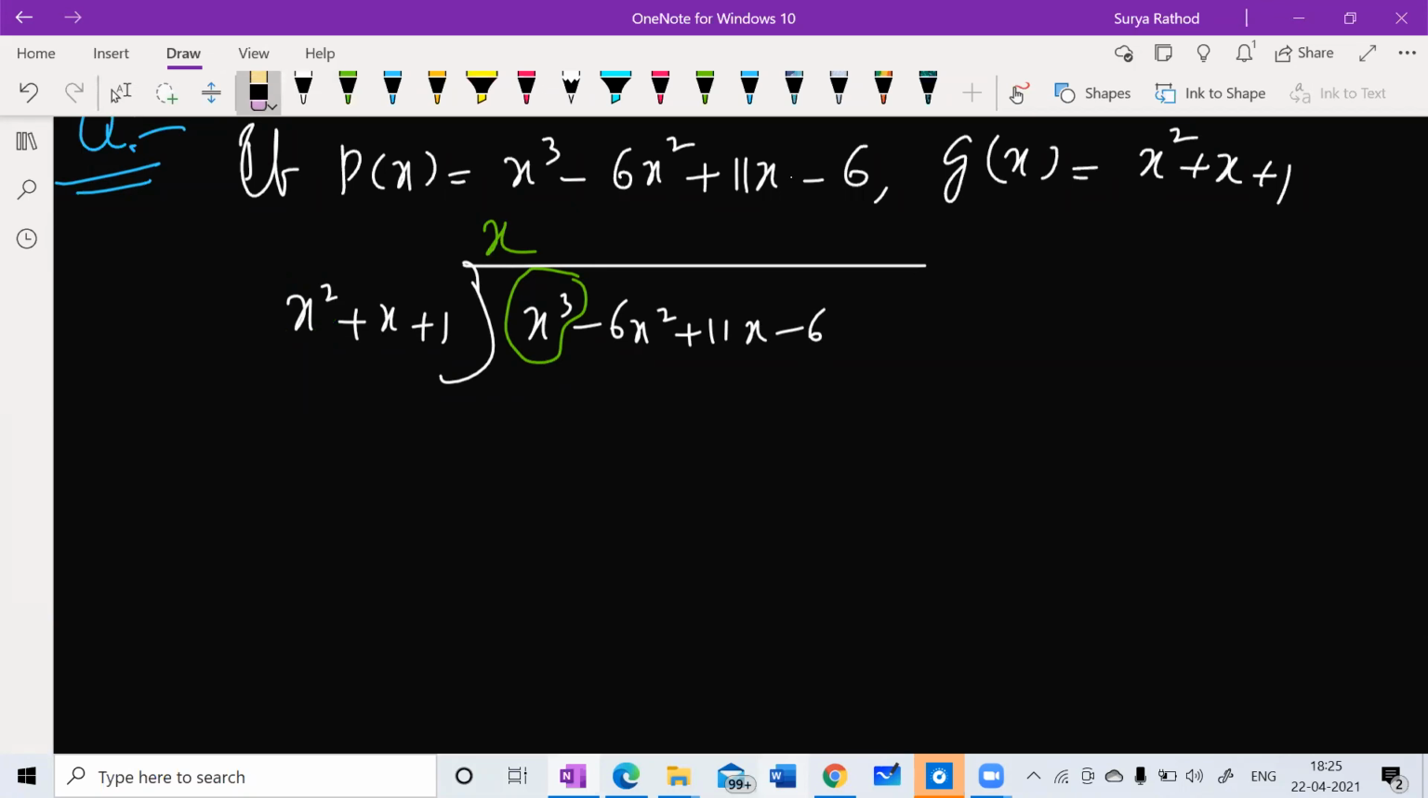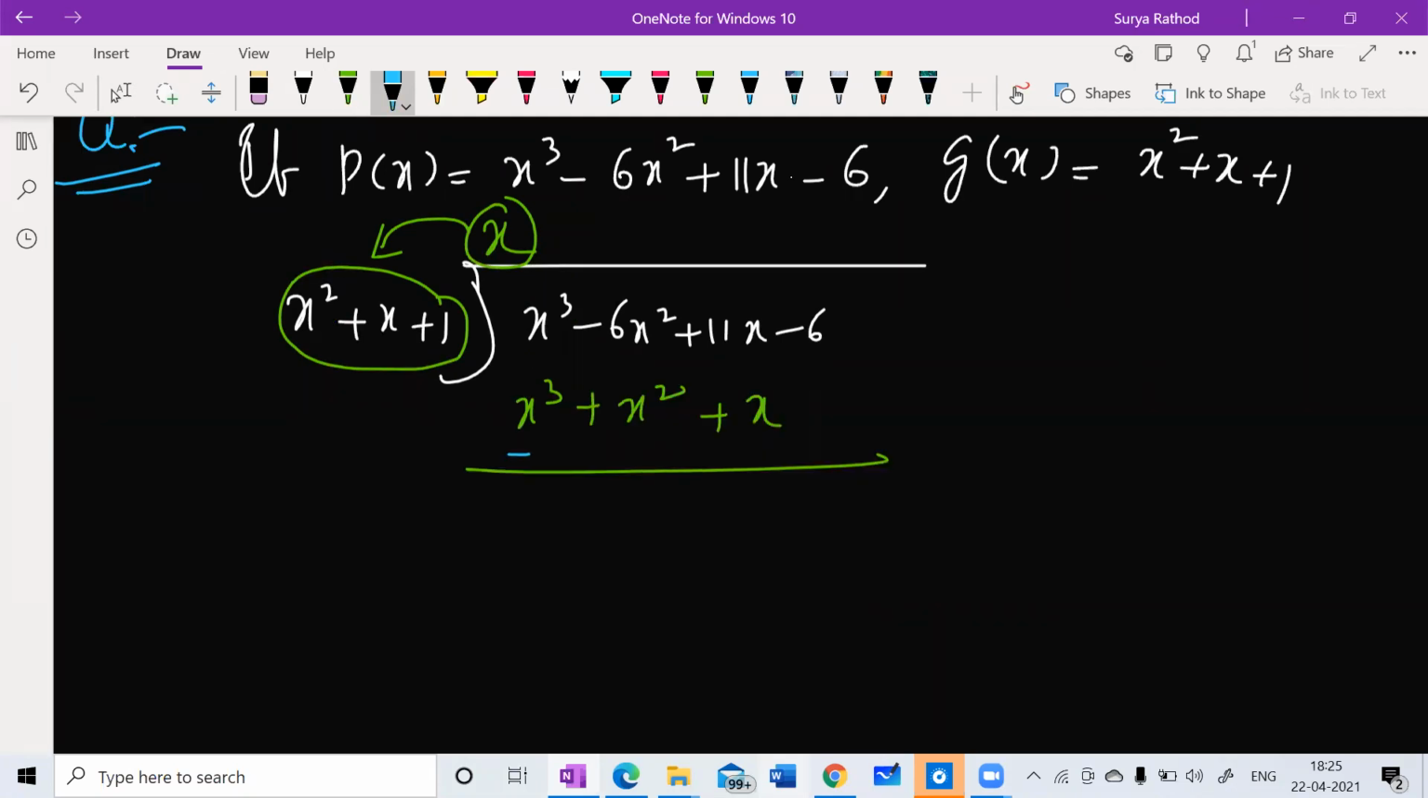So if I multiply with x, I am supposed to multiply this entire divisor. x into x square is x cube, x into x is x square, and x into 1 is x. Now look at this. Now I'll be subtracting, so I'll be changing the sign. Minus, minus, minus. So plus x cube minus x cube will get cancelled. Minus 6x square and minus 6x square.